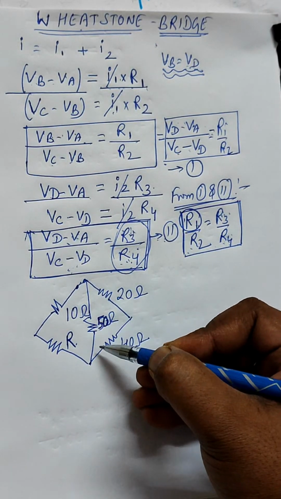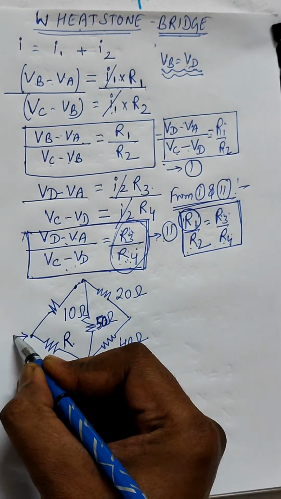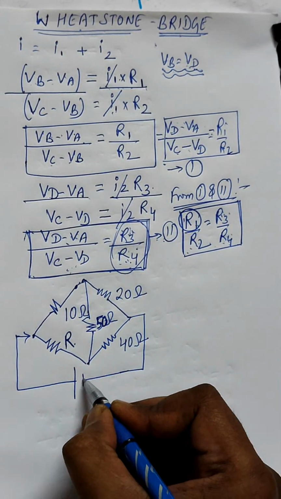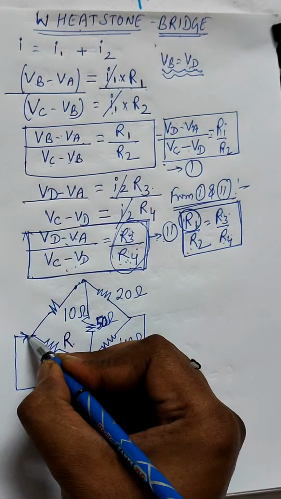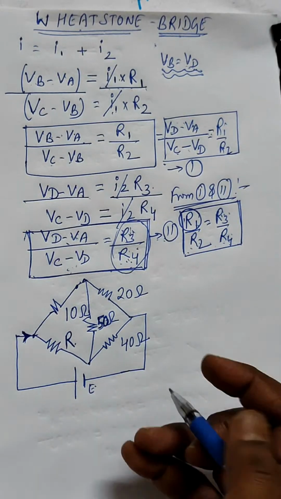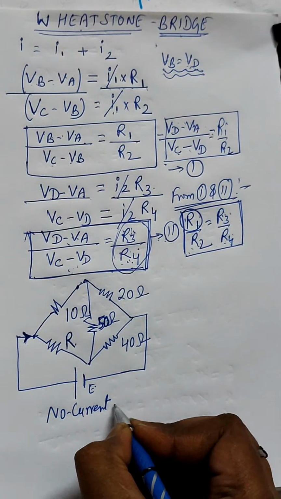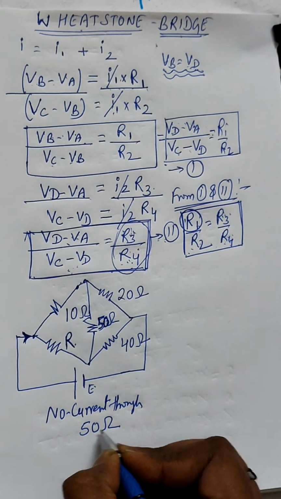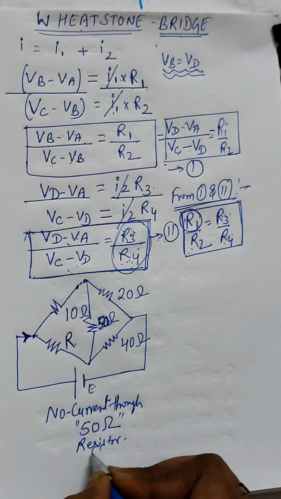Since there is no current through this 50 ohm resistance, how will current be flowing? Current will be flowing when there is a voltage source. So let's say this is the voltage source, right? Now, since current is flowing through it, it's given that there is no current through the 50 ohm resistor. This is the condition given in your numerical, right?